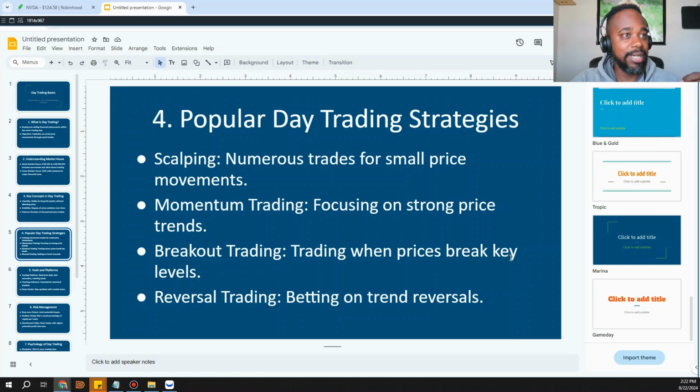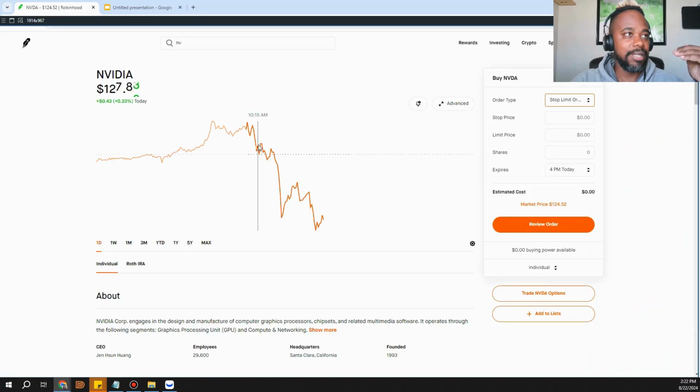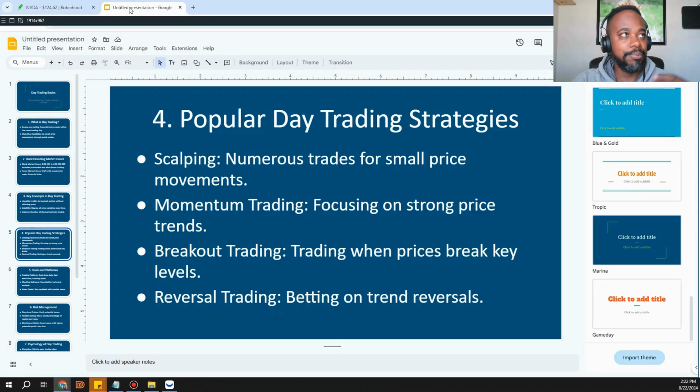Now, let's go back to what we need to talk about here. Breakout trading. This is trading when prices break key levels. So this is kind of that point where a stock has confirmed that it's breaking out above a key resistance level, and a resistance level would be kind of like we spoke about on this chart, right? So if I put a line here, let's say the resistance level for a breakout is $129.15. If it goes past that, then you would buy the stock or put a call in, and then you're going to ride the momentum up.